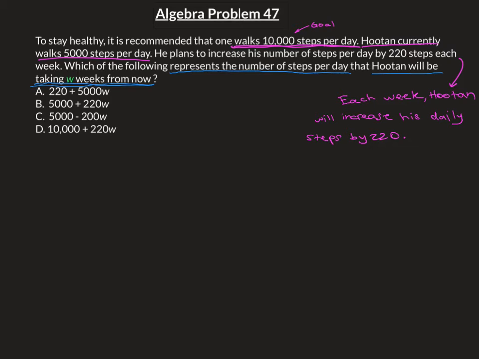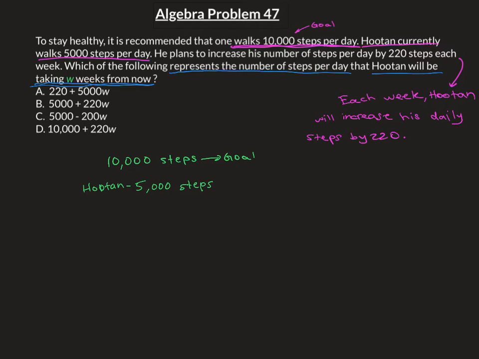Now, let's just map this out in our open area. So we've got 10,000 steps. This is your goal. But currently, he's not there yet. Hooten walks 5,000 steps per day. He plans to increase his number of steps per day by 220 each week.